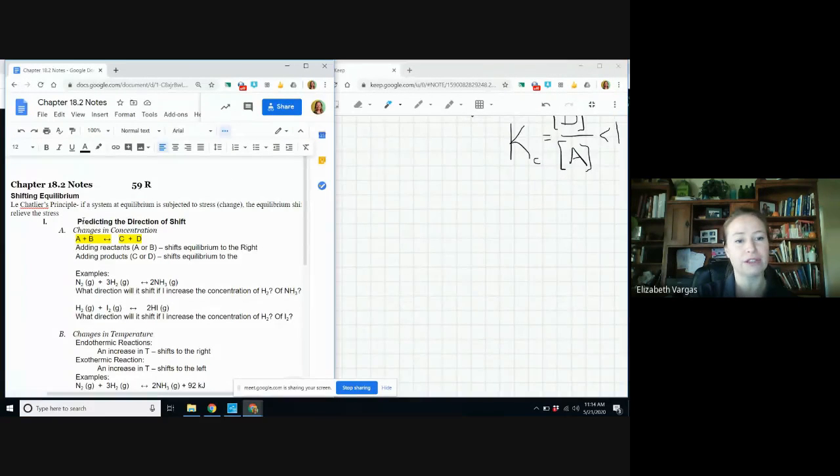Okay, so it's going to shift until they regain their balance, until equilibrium is reached again. So adding to the left makes it shift right. Adding to the product side, if I was in my balance point and I add product, now I have too much product, it's going to get rid of some of that by shifting towards the reactant side.